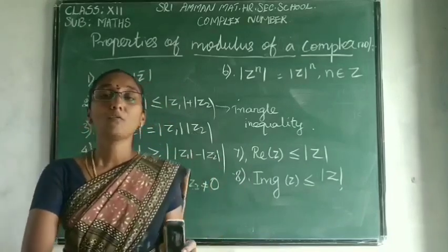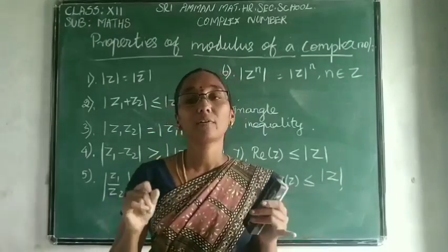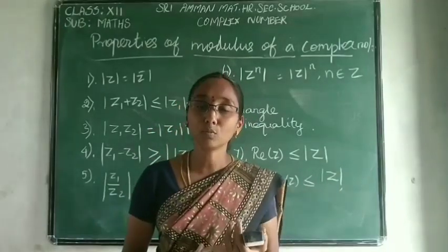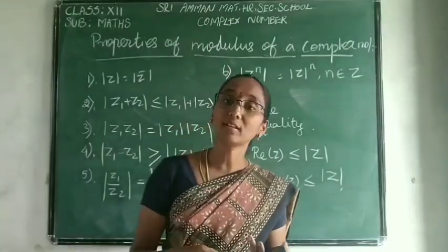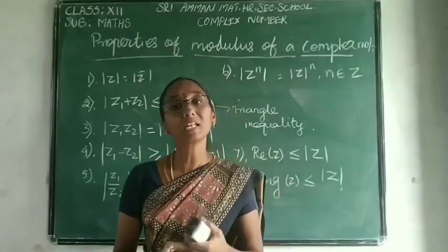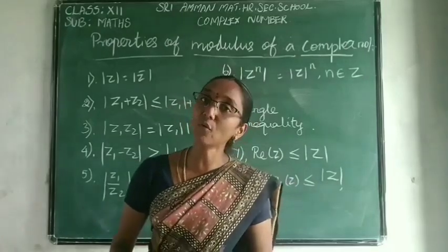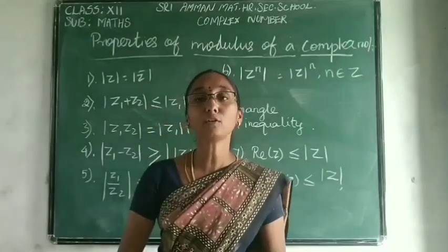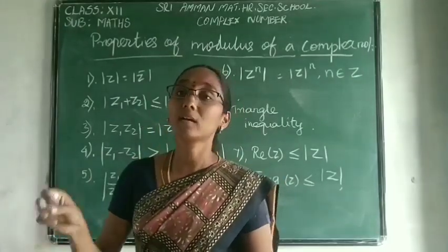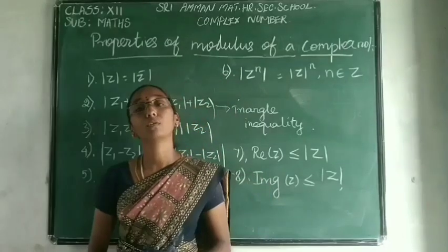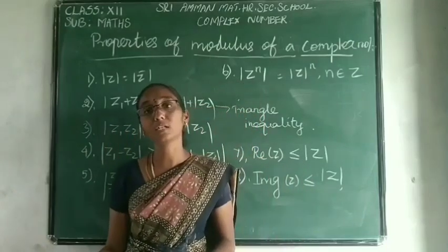Once again I say, there are totally 8 properties of the modulus of complex numbers. The first property, modulus of z equals modulus of z bar, and then the second property, modulus of z1 plus z2 is less than or equal to modulus of z1 plus modulus of z2, and then the third property, modulus of z1 z2 equals modulus of z1 into modulus of z2, and then modulus of z1 minus z2 is greater than or equal to the modulus of z1 minus modulus of z2.